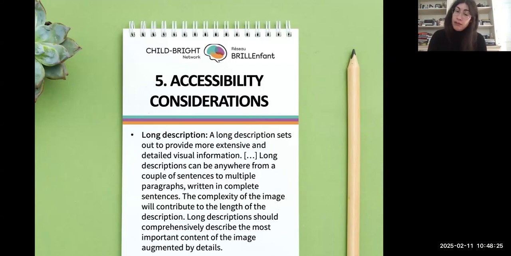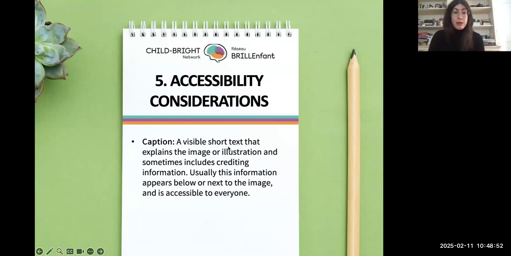Next, long description. The definition of long description is also a little bit longer, unsurprisingly. Long description sets out to provide more extensive and detailed visual information. These can be a couple of sentences, multiple paragraphs, and this is the kind of thing you'll want to use to describe a complex image. It comprehensively describes the most important content of the image, augmented by details. I'll give you an example of this in just a second.